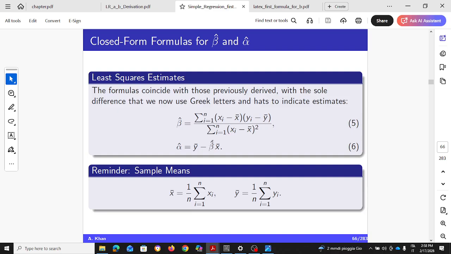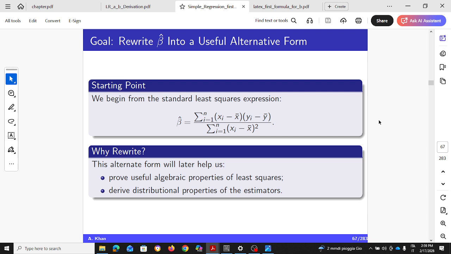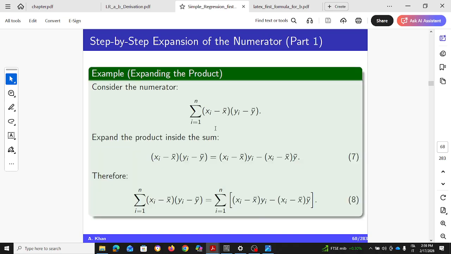Putting here the value of beta. Now to prove this, how to get beta hat, let's start from the numerator. The numerator is xi, this value. Let's multiply those terms. So multiplying this with this, multiplying this with this, we get this. And therefore we now apply the summation.